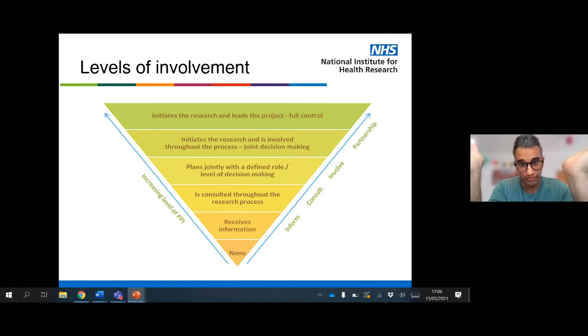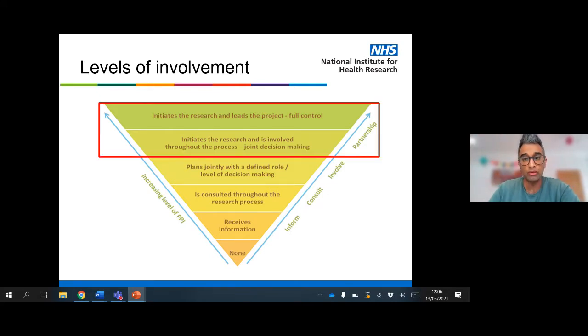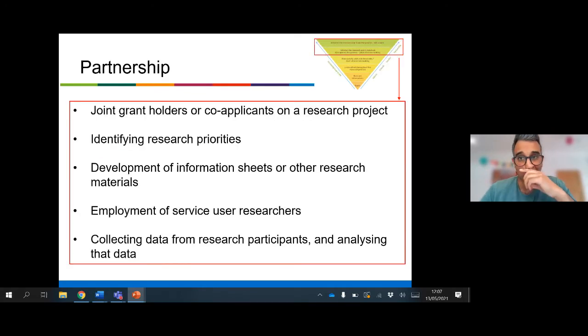So at the bottom of this upside down pyramid, there's nothing, and as you go up, you're increasing the levels of involvement to a level where you're thinking about a partnership, where a patient or a group of patients or carers, whoever it is, are essentially making decisions with you, alongside you, or essentially have full control of the study. And I'll explain a little bit more about what I mean by the partnership level. So in our BRC we have several grants where service users are joint grant holders or co-applicants.